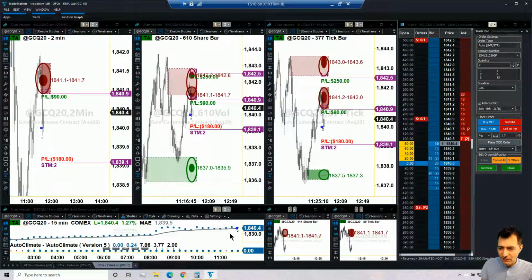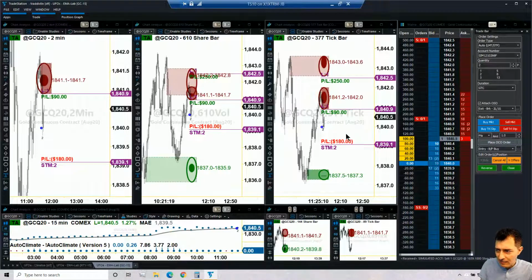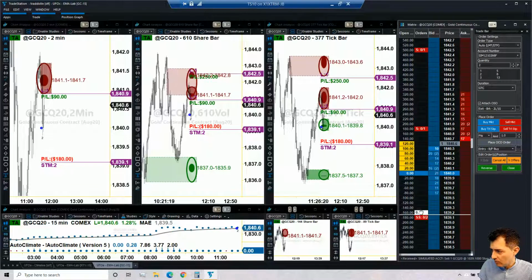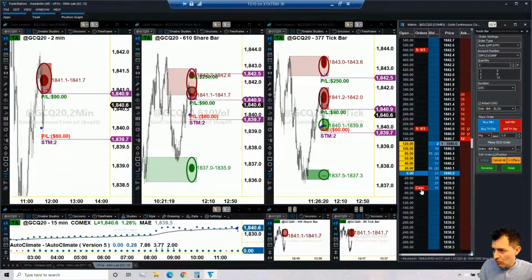Now, given the fact that the climate is up, we may see a green UFO form here anytime, and that would signify a new collection of orders to buy added to the market. Here we go. You see, 39.8. I'm just going to move my stop to 39.7. So I'm just reducing my risk now, right below the new UFO that formed because the prior UFO did not exist any longer. So I'm now relying on the new UFO that formed.